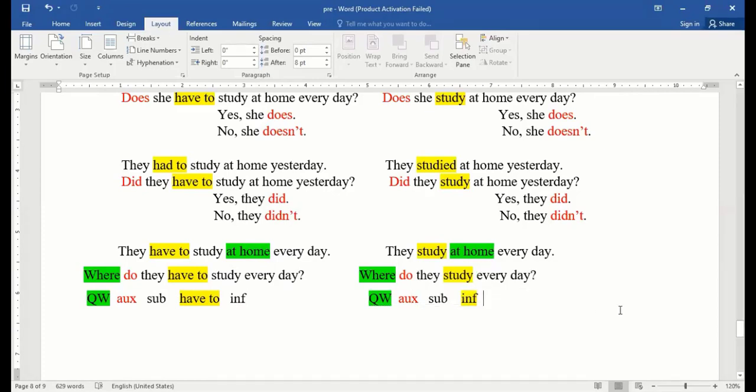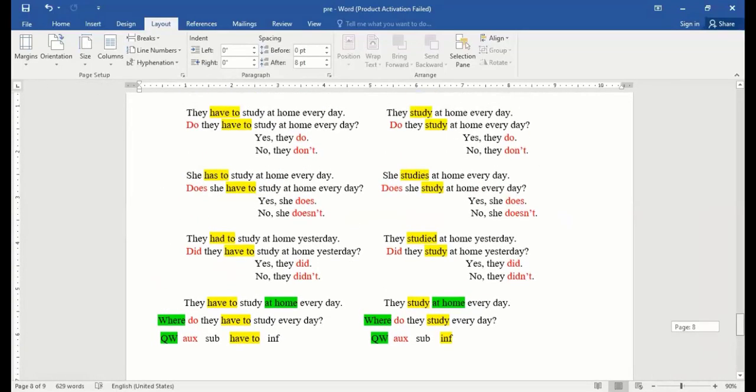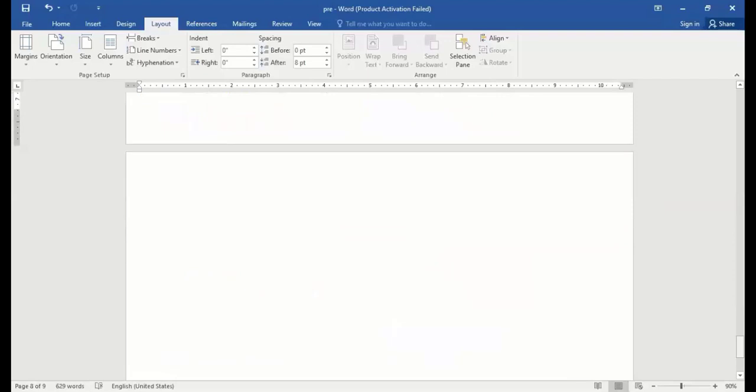Okay, guys, so this is everything about how we write a question. We start from the beginning here: do they have to? Does she have to? Did they have to? Where do they have to? If you noticed here, guys, we always write have to in the question, after do, does, did. We write have to in the question and in the negative. Any questions here? No. Okay, so look, we're going to write the order here.